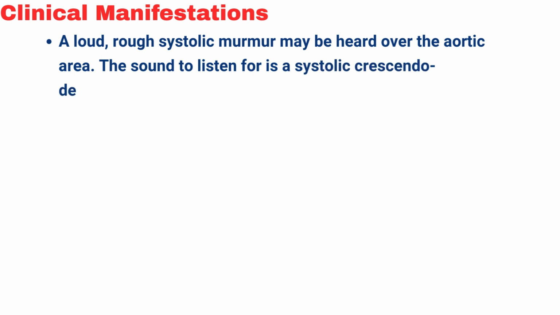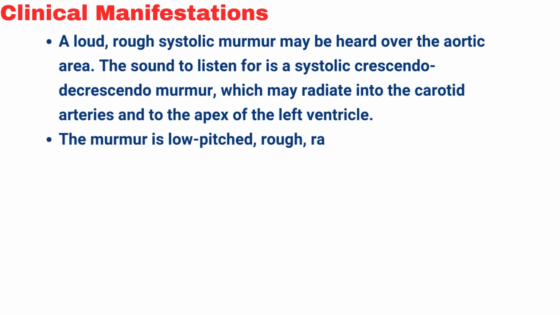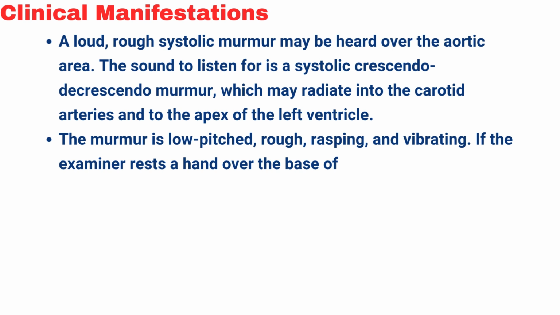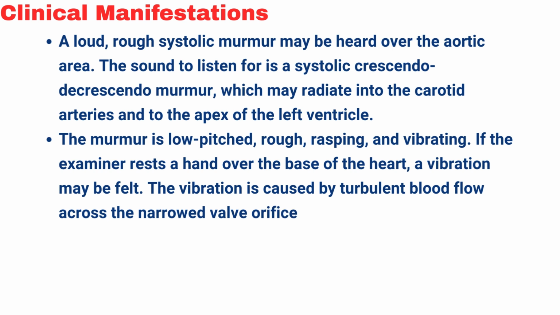The sound to listen for is a systolic crescendo-decrescendo murmur, which may radiate into the carotid arteries and to the apex of the left ventricle. The murmur is low-pitched, rough, rasping, and vibrating. If the examiner rests a hand over the base of the heart, a vibration may be felt. The vibration is caused by turbulent blood flow across a narrower valve orifice.